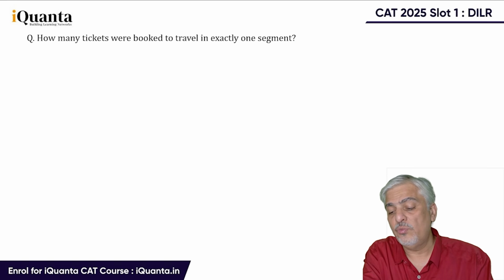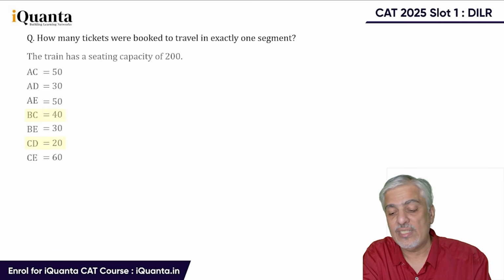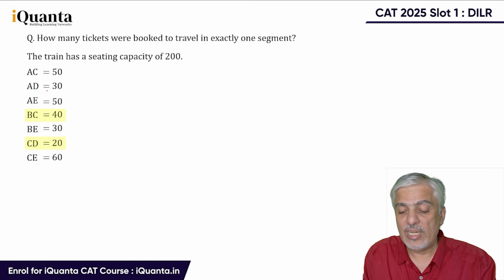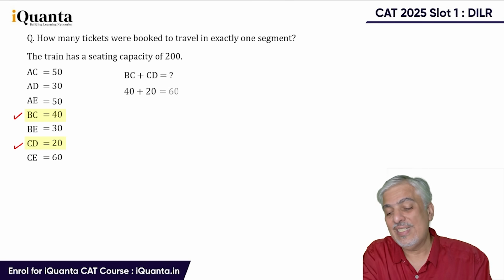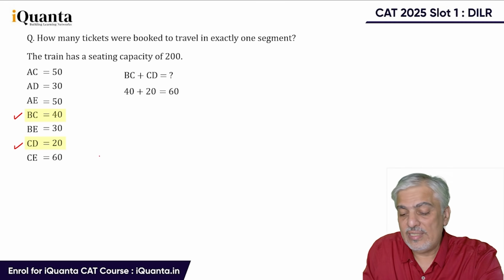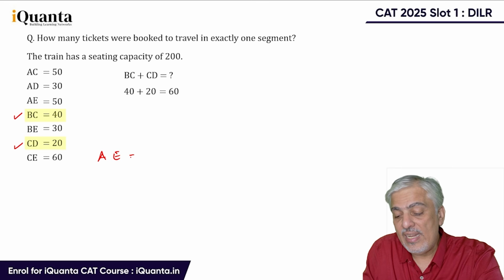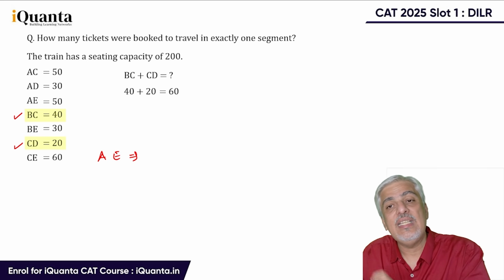How many tickets were booked to travel exactly in one segment, which means consecutive, only AB, BC and so on. So which all will be included? There was no AB, and AC, AD, AE will not come. BC will come and CD will come, only these two. So again, answer is 60. BC plus CD is 60. Now, a lot of people miss this set because they were not able to figure out what AE means. AE can include, when you're traveling from A to E, it will include AB, BC, CD, all of them.